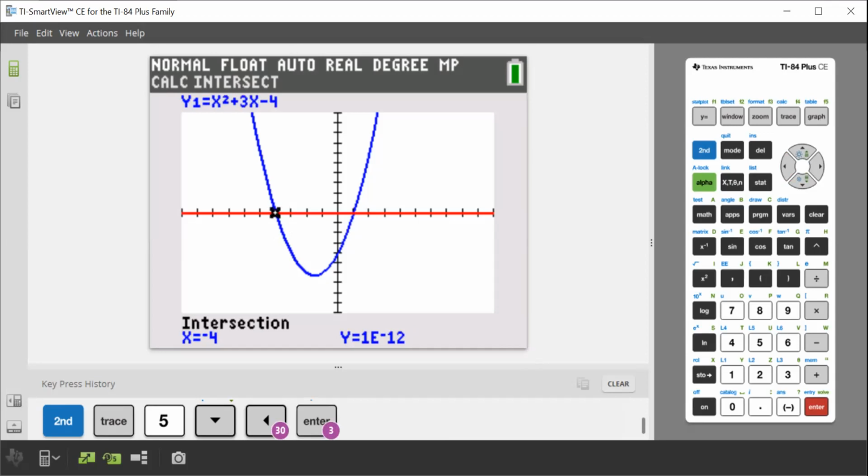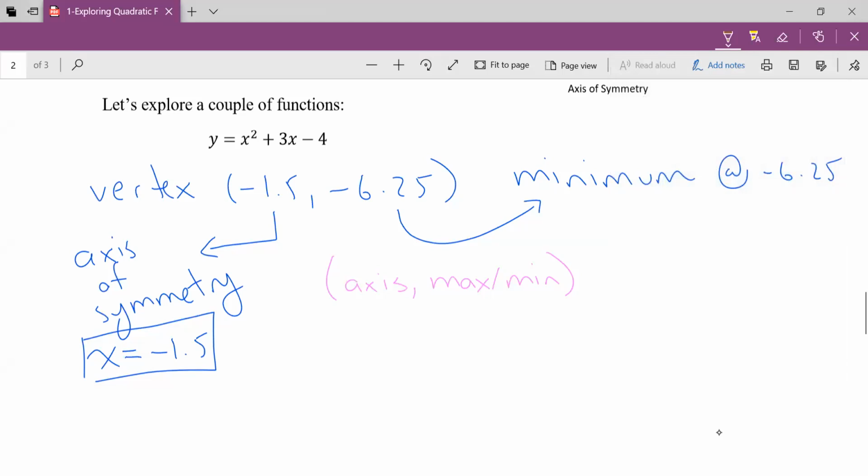So there we go. We found our intercepts. Let's go write those down. What's a new color here today? Brown. Okay, my x-intercepts were at, what did we say they were at? Negative 1, I believe, and 4.